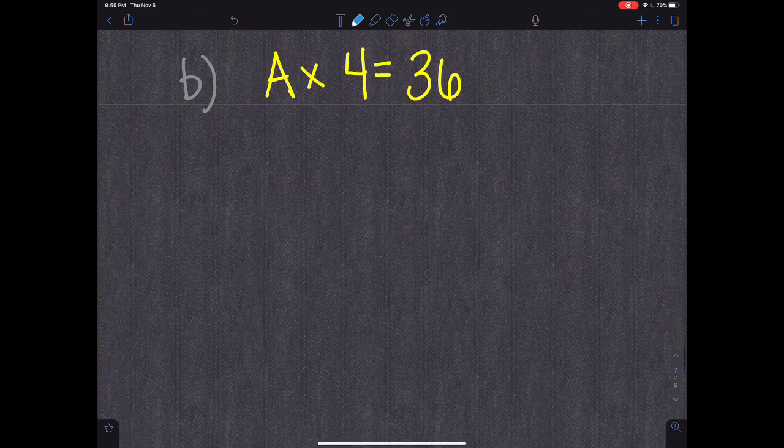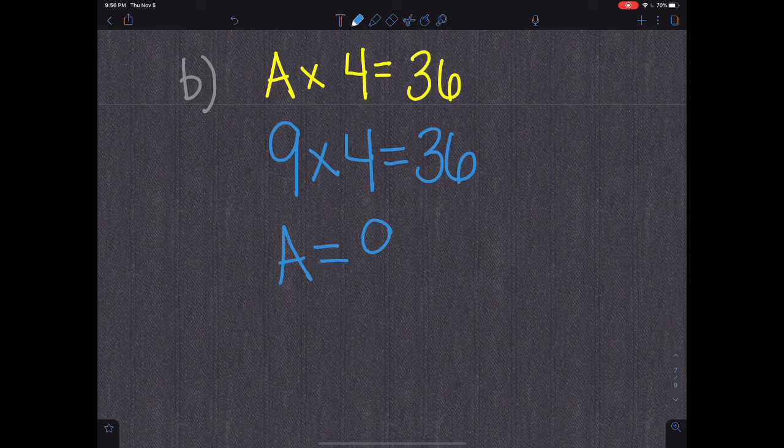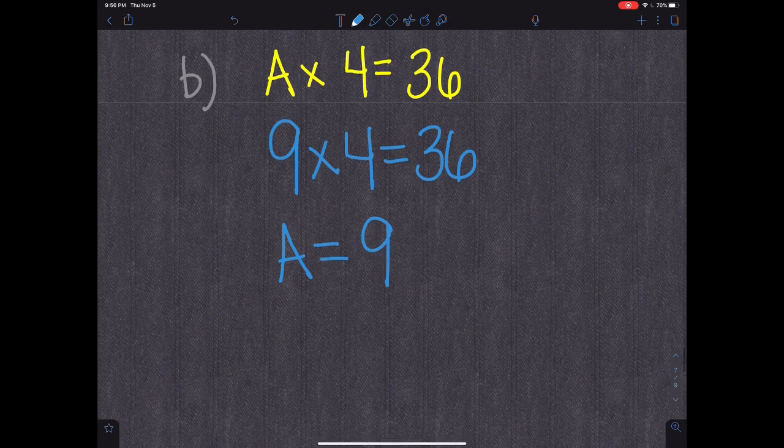What about this one? A times 4 equals 36. So this means the same thing. What number can you multiply by 4 to get 36? And since you know your times tables, I know that you can figure out that 9 times 4 equals 36. So that means A must be equal to 9. Okay, so the missing factor is 9.